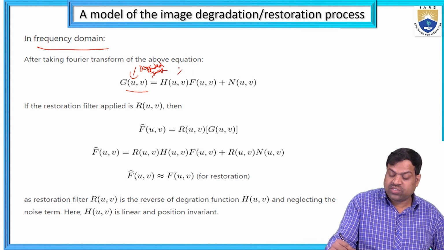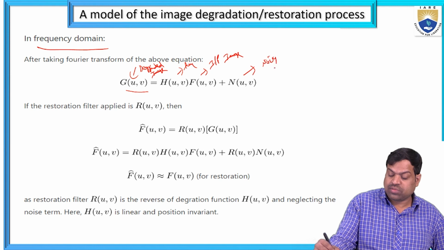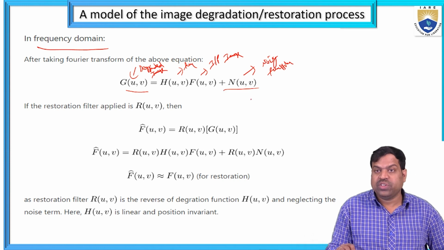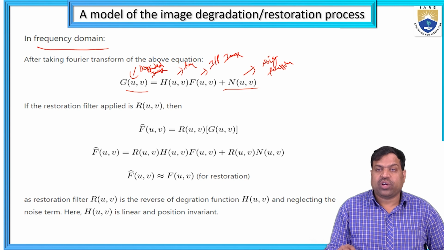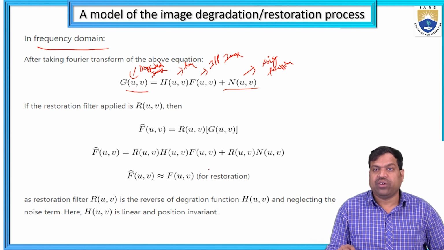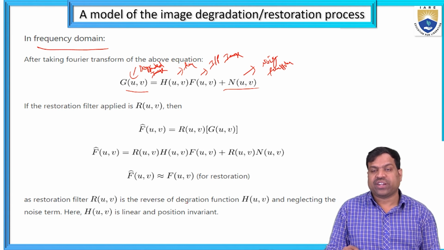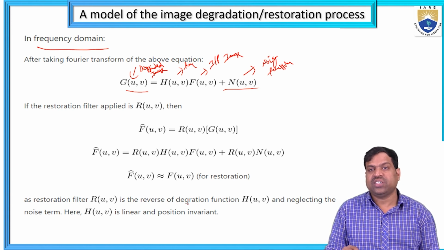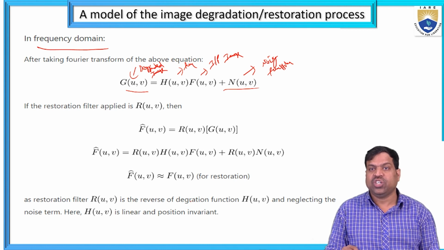H of x, y is the degradation function, f of x, y is the input image, capital N of u, v is equal to noise. So the degraded image output is capital G of u, v equal to capital H of u, v into capital F of u, v plus N of u, v. So the restoration filter is capital R of u, v, that is F dash of u, v equal to capital R of u, v into capital G of u, v.